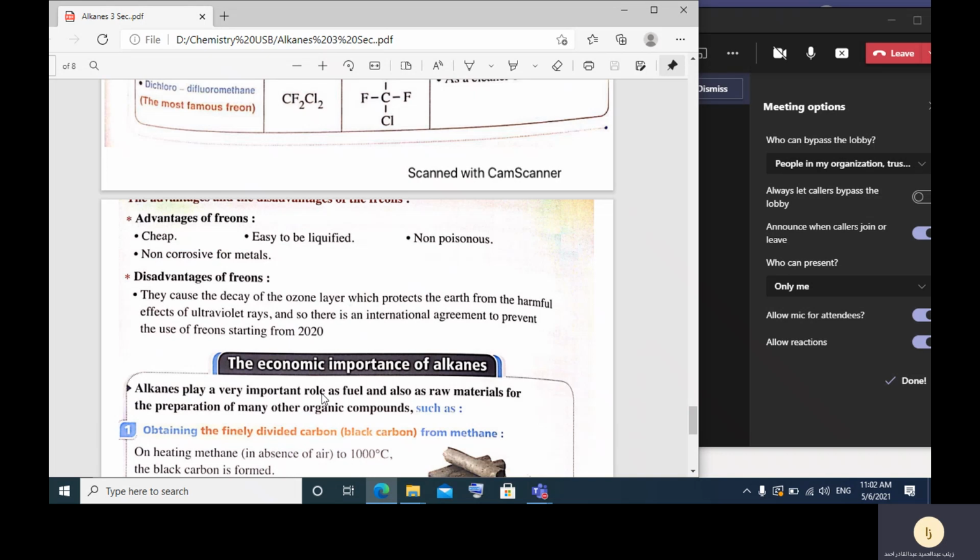What are the advantages of freons? We use freons because they are cheap, easy to be liquefied, non-poisonous, no corrosive effect for metals, but their disadvantage is horrible. Why? They cause decay of ozone layer, which protects Earth from harmful effect of ultraviolet rays. So freon can be considered as a double-edged weapon. So, there is an international agreement to prevent the usage of freons at 2020.